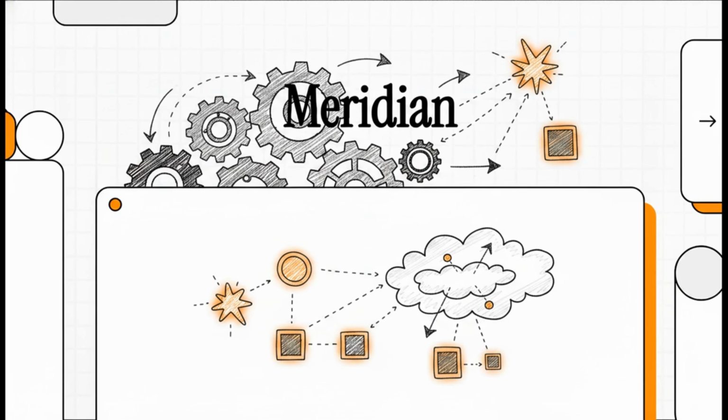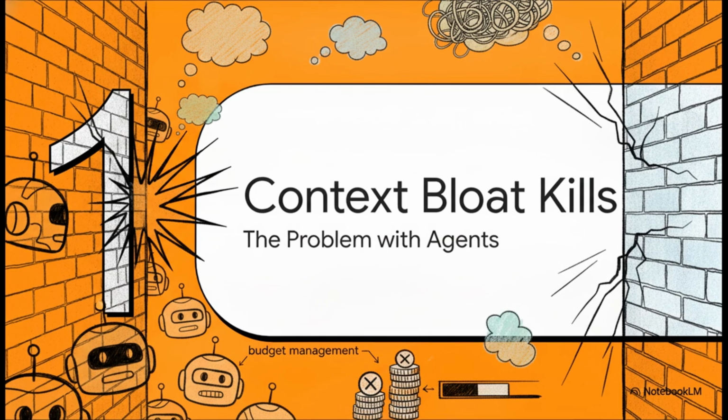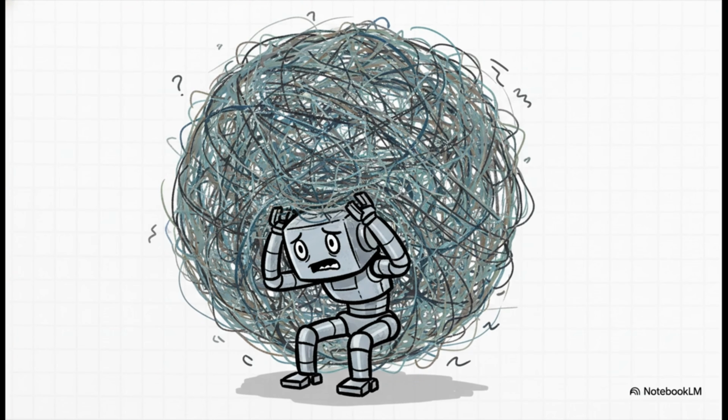Welcome to this explainer on Meridian, an orchestrator built to finally cure the context window bloat that absolutely plagues long, multi-step AI agents. Section 1. Context bloat kills agents. If you're building agents, you know the wall I'm talking about.